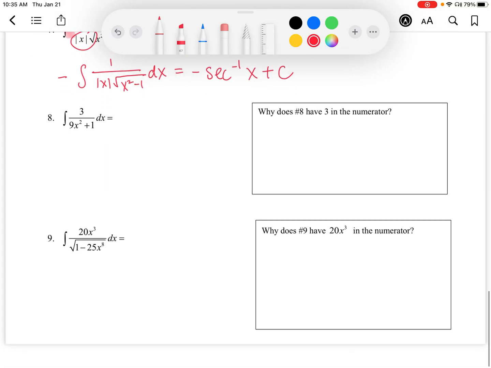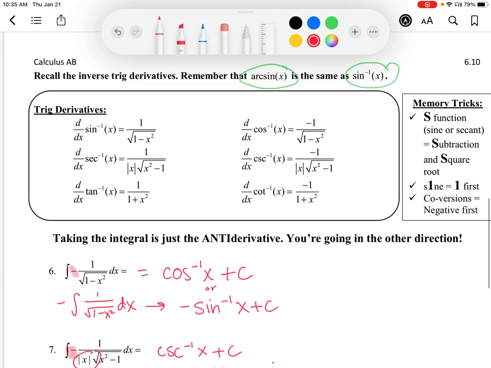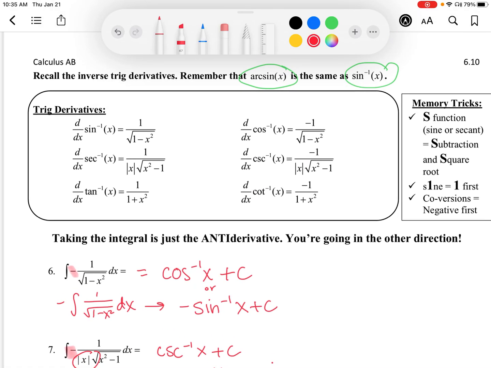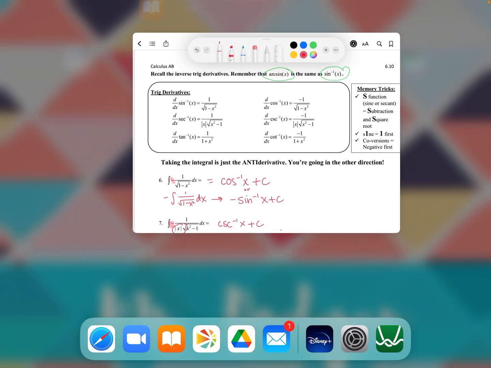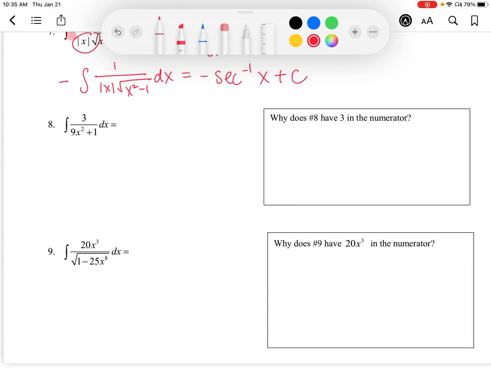Okay, so now we're going to look at 2 more, and these are a little bit different. So notice that we don't have 1 over. Like up here, all of these are 1 over whatever's in the denominator, but now I have a 3 on top.